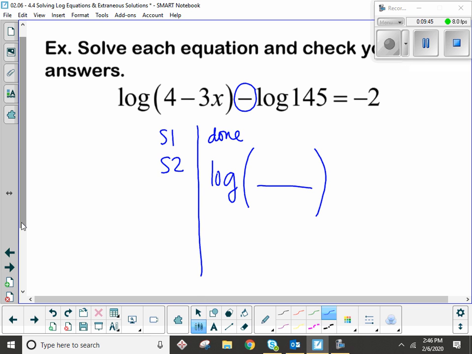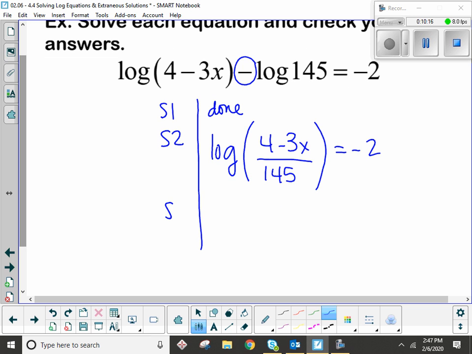How do I decide what goes in the numerator? Is it 145 or 4 minus 3x? 4 minus 3x. Whichever comes first when you're going from left to right, that goes in the numerator, and it equals -2. How many logs do we have now? 1. That's exactly what we wanted, because once you get it down to 1 log, you can do, guess what? The lasso, right? So that's our next step.